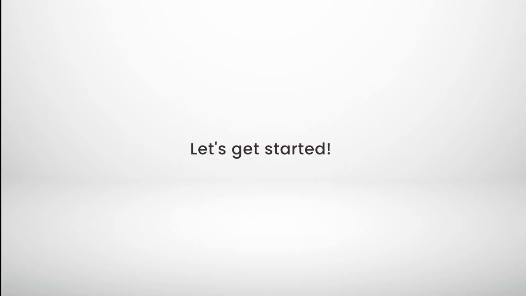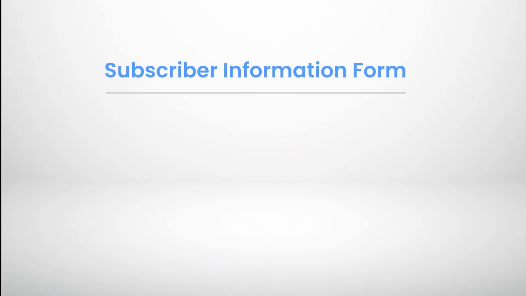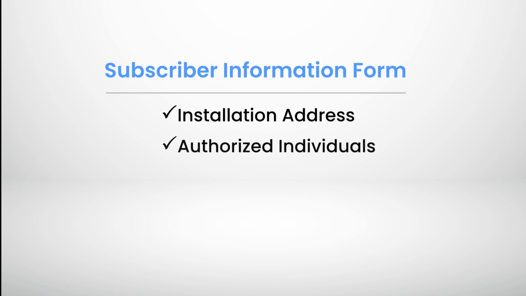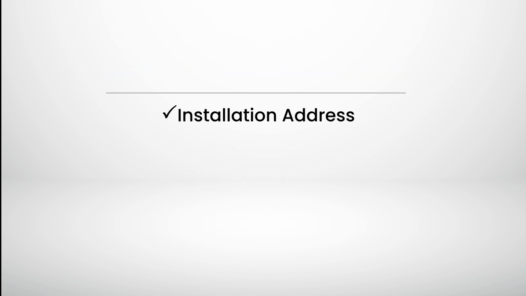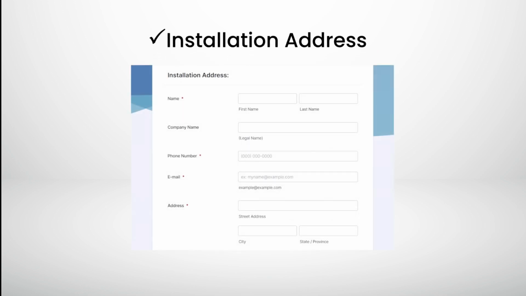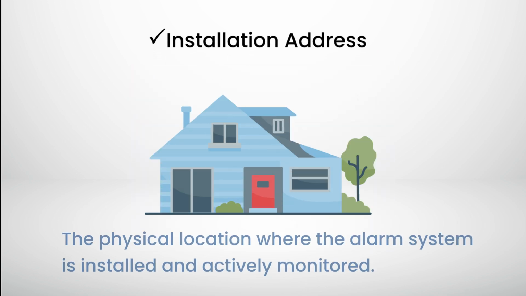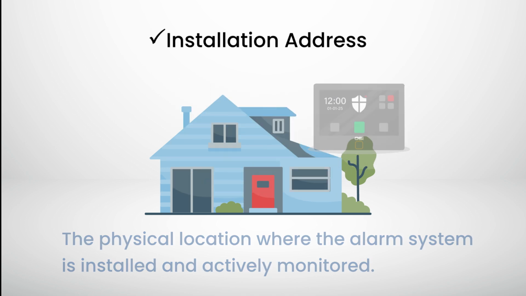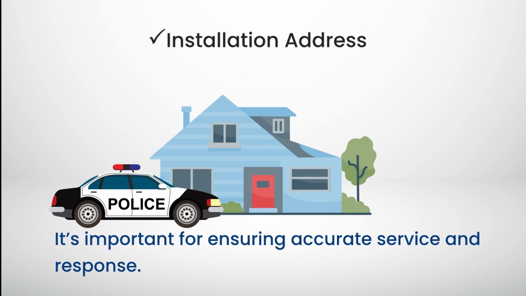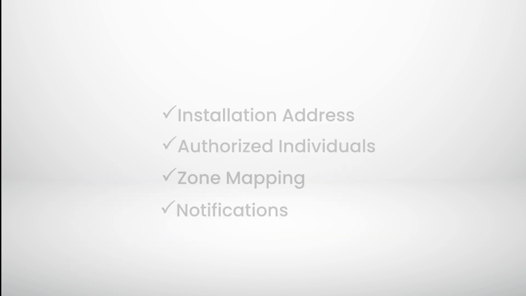Let's get started. On the subscriber information form, there are 4 sections: installation address, authorized individuals, zone mapping, and notifications. I'll walk you through each section step by step, ensuring you understand how to complete the form accurately. Installation address. The installation address refers to the physical location where the alarm system is installed and actively monitored. It's important for ensuring accurate service and response.